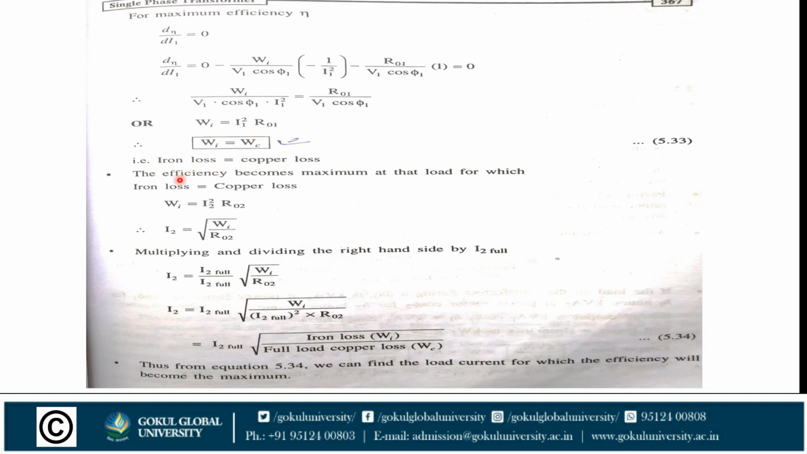So the efficiency becomes maximum at the load for which iron loss is equal to copper loss. We can say that when iron loss is equal to copper loss, the efficiency will be maximum. So this is the condition for the maximum efficiency: iron loss is equal to copper loss.